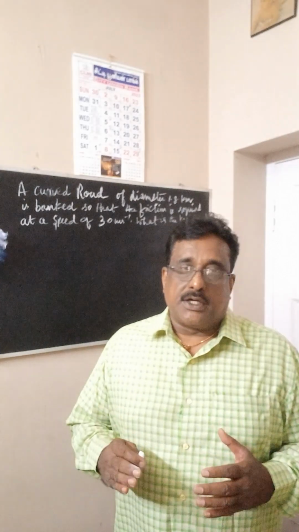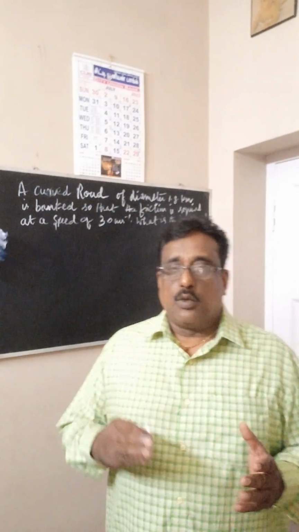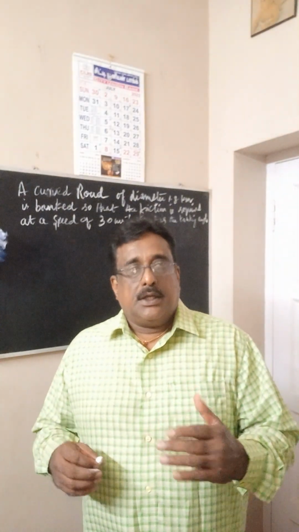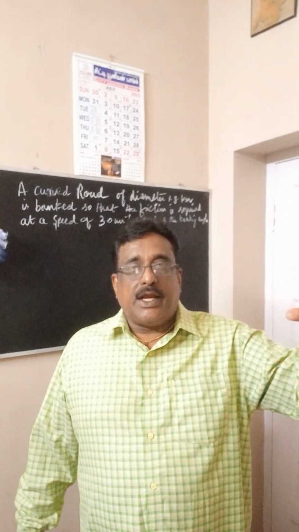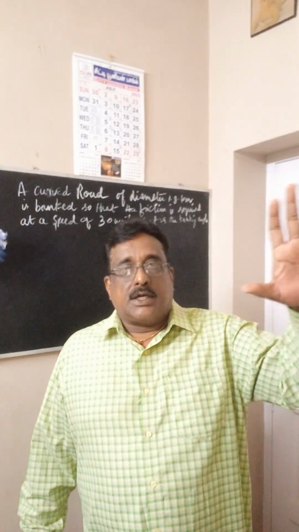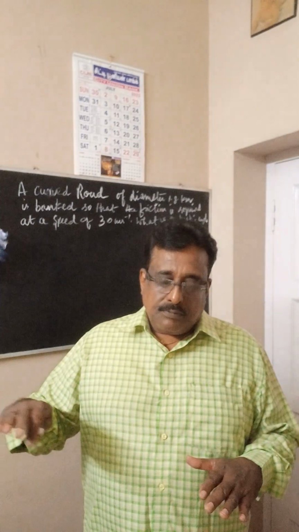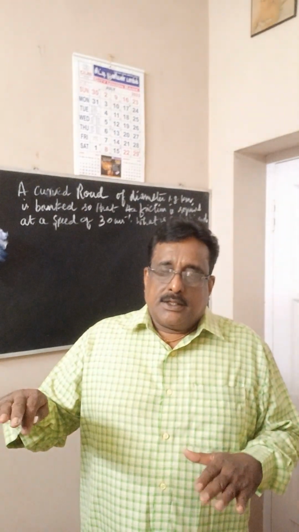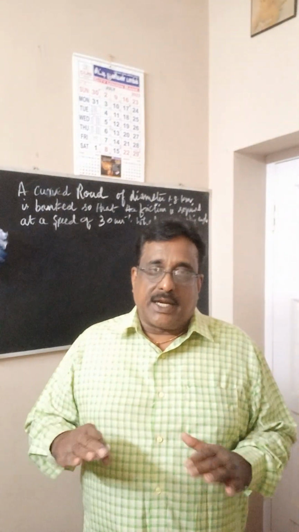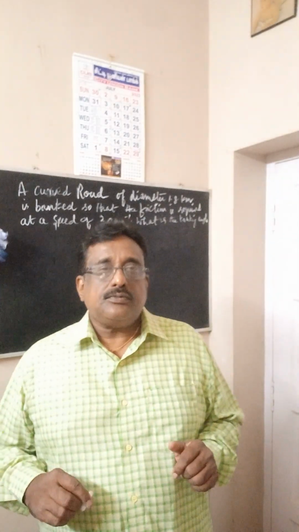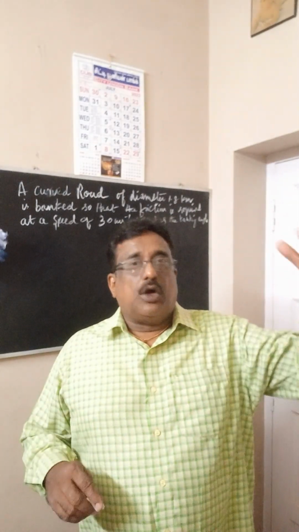This banking of curves, if you go to Kodaikanal, Ooty or Simla, any hill stations, you could have seen in sharp bends a board not exceeding a certain velocity. Why is that board there? Because they have already banked that curve at an angle such that the vehicle will not skid or topple down if it is below that velocity.